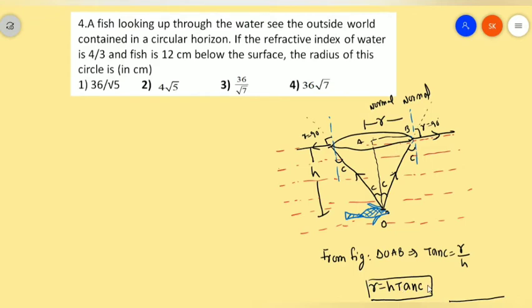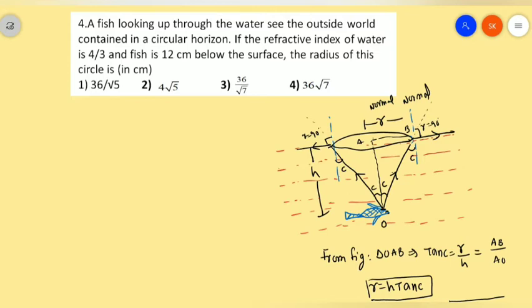Okay, tan c is equal to opposite side r by adjacent side h. From the figure, we write like this: the opposite side to c is AB and the adjacent side is AO. AO is the h. From that we get r is equal to h tan c. r is equal to h tan c. We want to find out the radius only, so we need tan c.